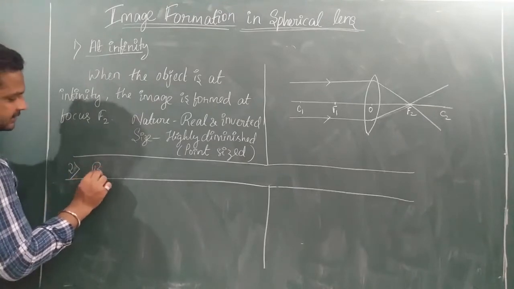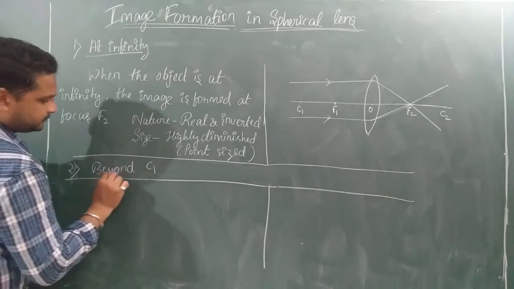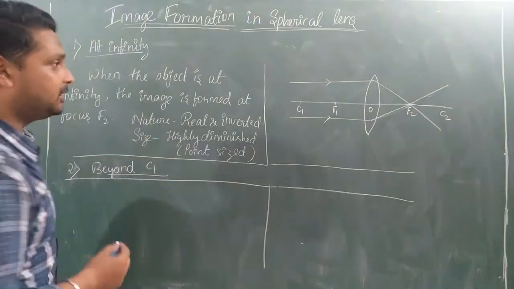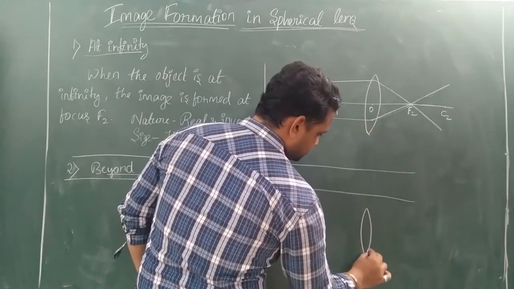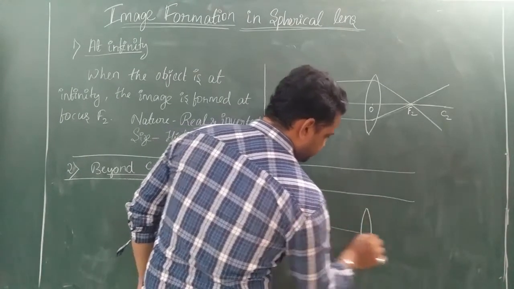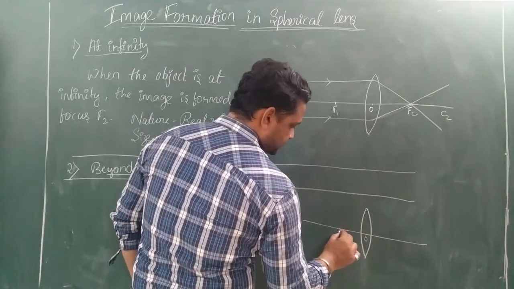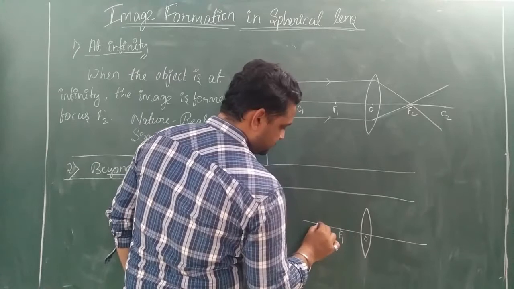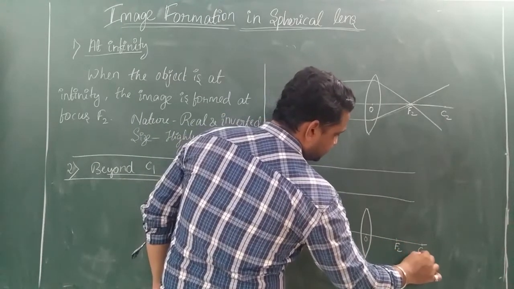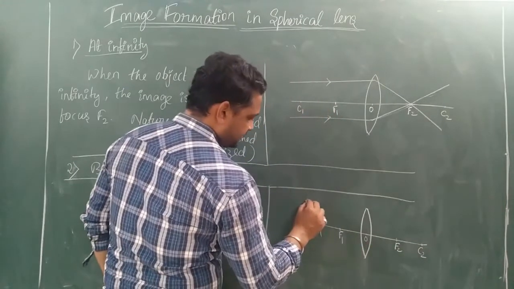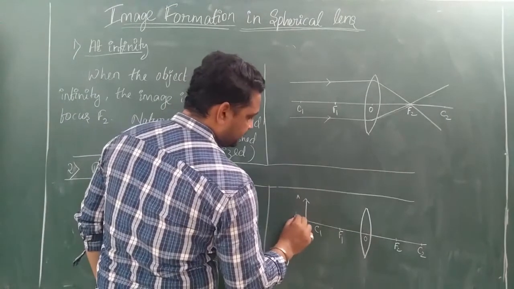When the object is beyond C1. So this is the convex lens, optical center, F1, C1, F2, C2. Let's keep the object here. Here is the object, A, B.